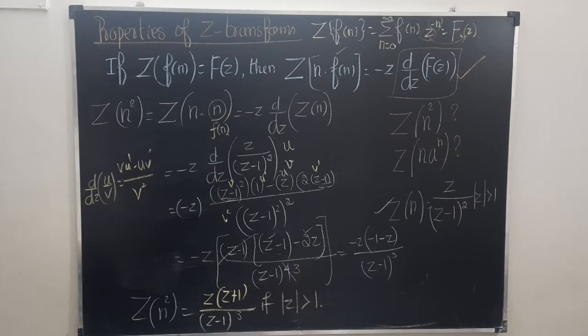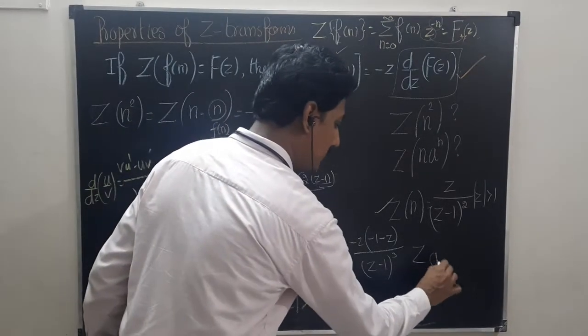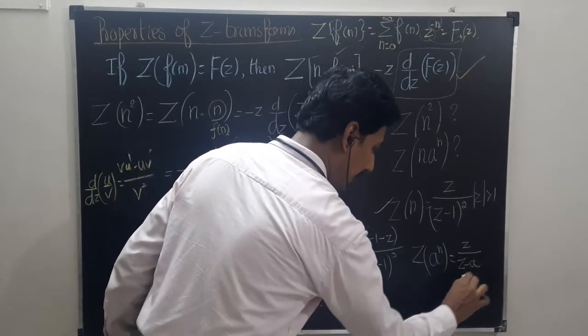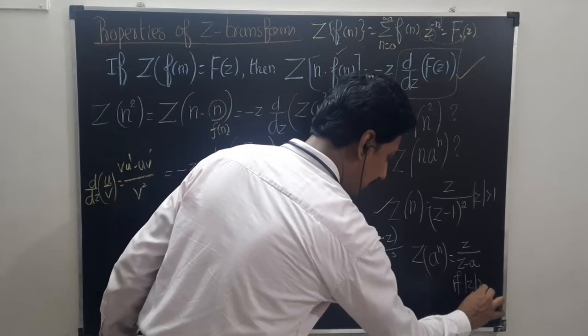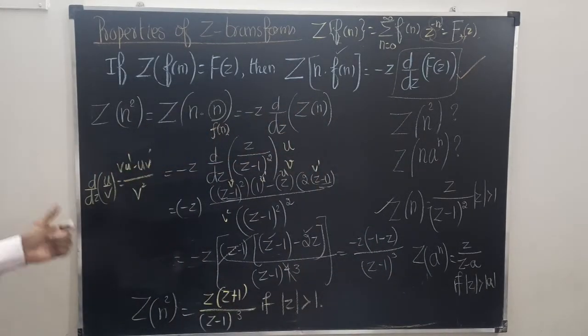Right? So what about the z transform of n into a power n? The same concept applies when you use the z transform of a power n. What's the z transform of a power n? Tell me. The z transform of a power n is nothing but z by z minus a if the modulus of z is greater than modulus of a. So the same idea, when we apply this, we'll get the answer.